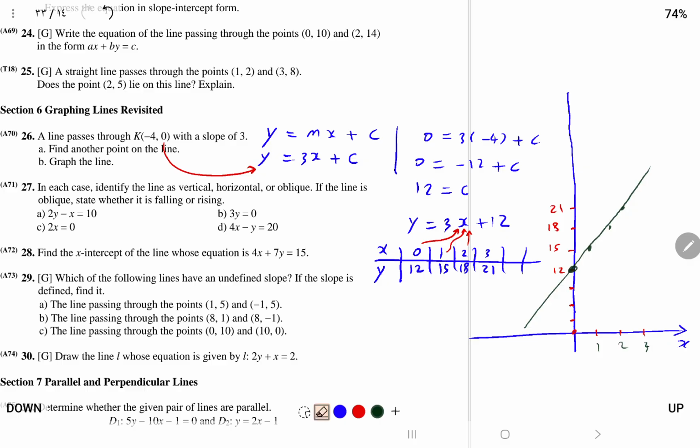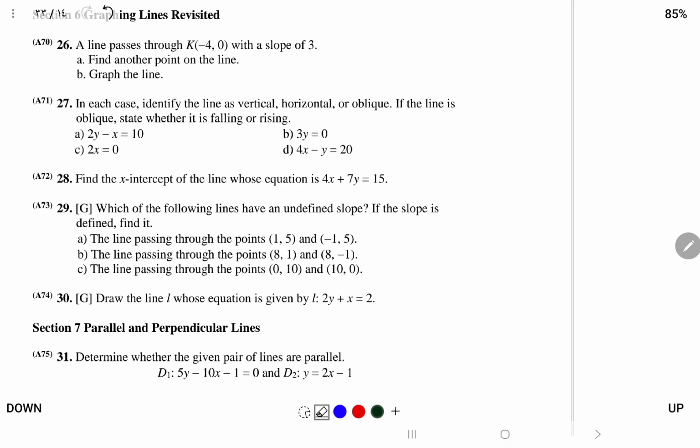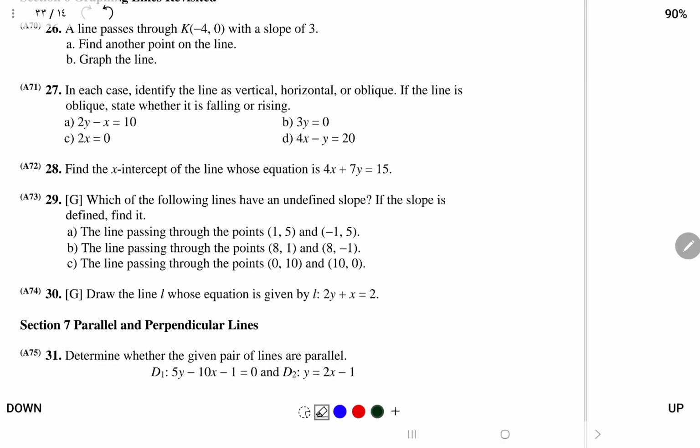Now we move to question number 27. In each case, identify the line as vertical, horizontal, or oblique. If the line is oblique, state whether it's falling or rising. Okay, first step, I need to rearrange each equation to decide. So let's rearrange this equation. First one, it becomes 2y equal to x plus 10. And then I will divide by 2 on all sides. So we get y is equal to half x plus 5.